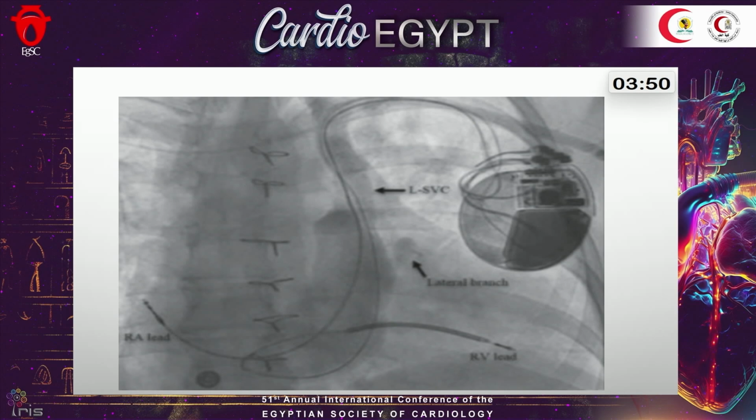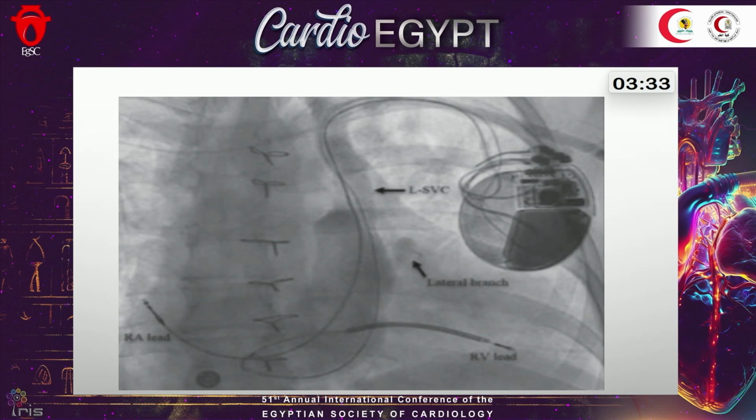How? That's why I need a specific manipulation and a specific curve of the stylet, which is called the alpha curve or cursive L curve, the shape of a connected letter L. We will see it now, God willing, to go to the RV apical septum.